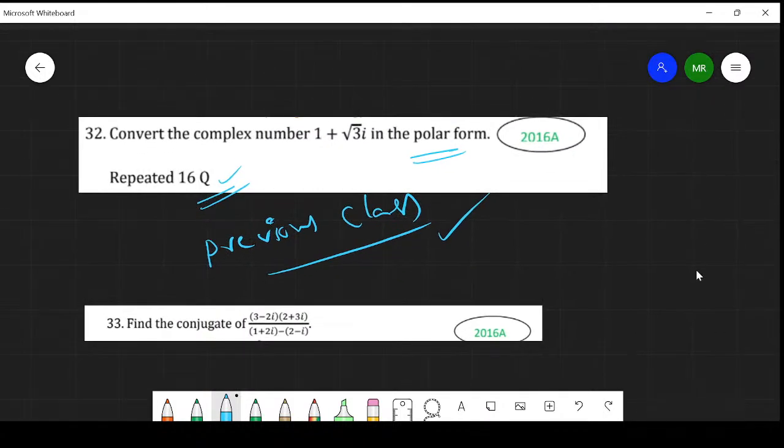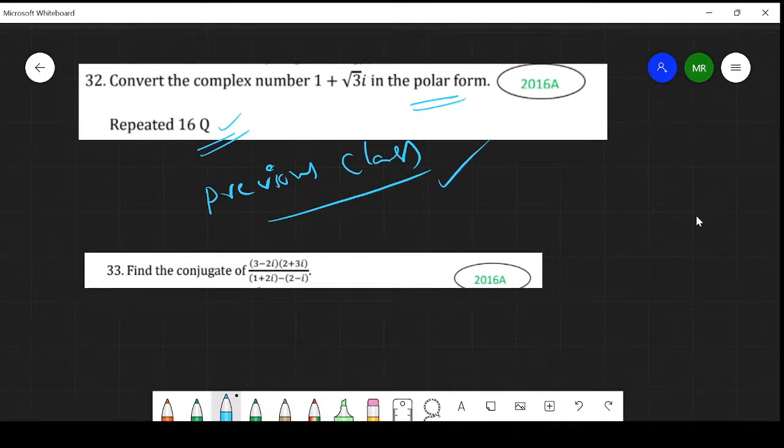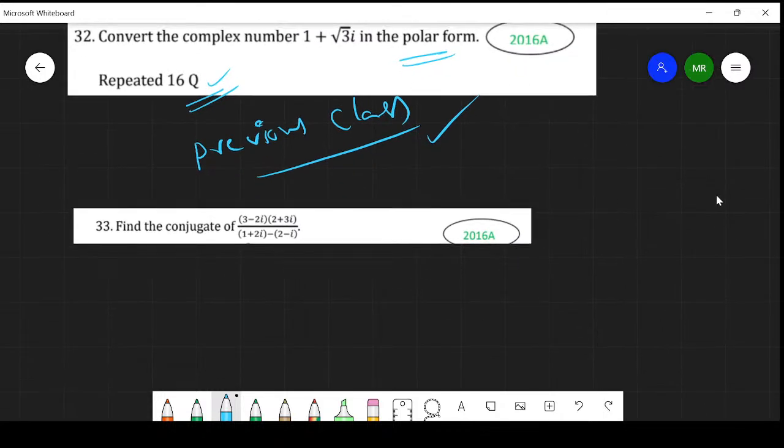So I have done that, please go to the previous class. Just verify the previous class, there you are able to solve that problem. I have done that. Please go through that previous class, that solution you will get.